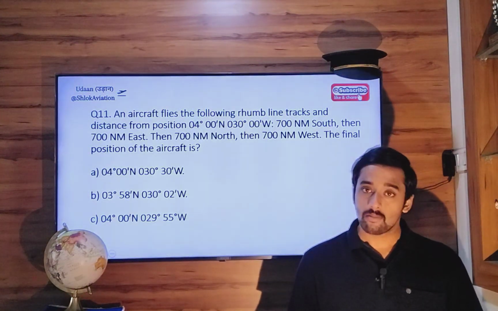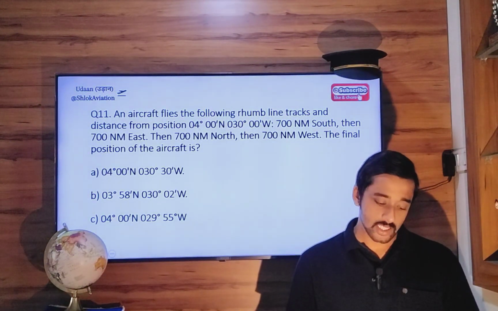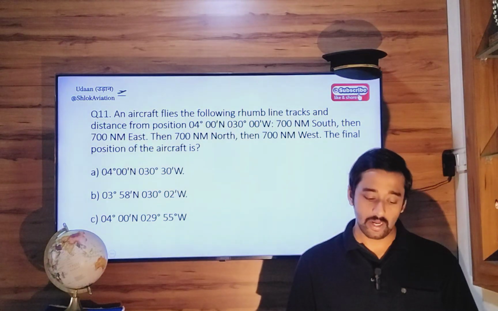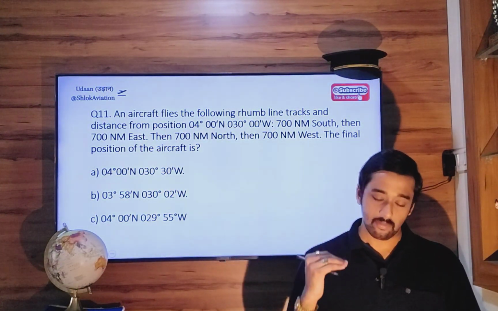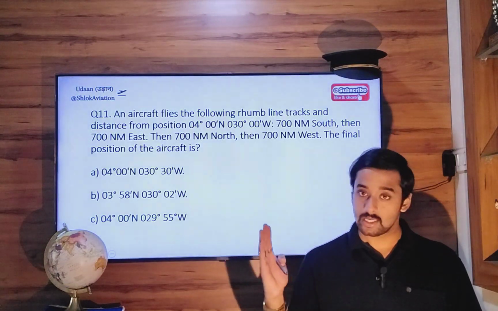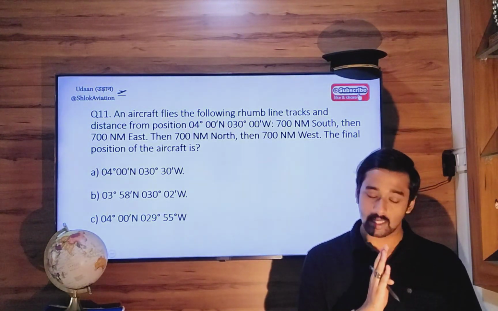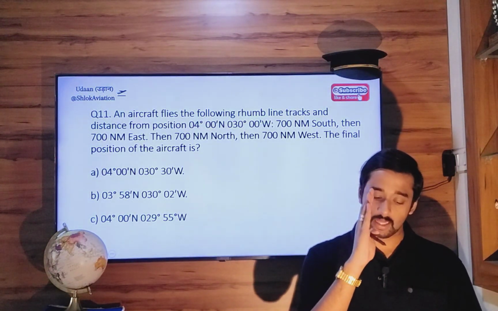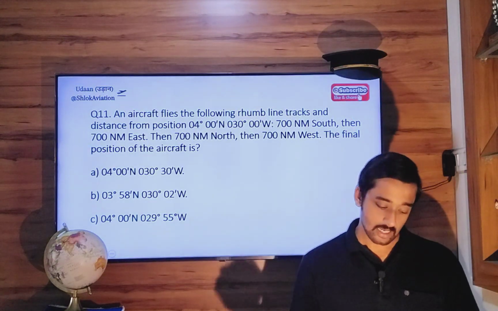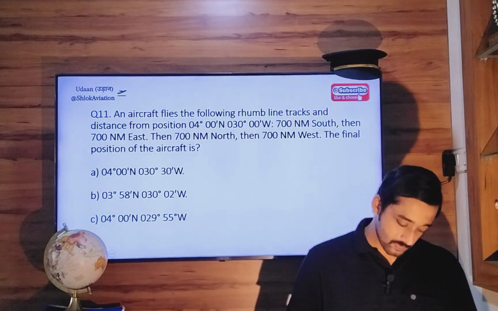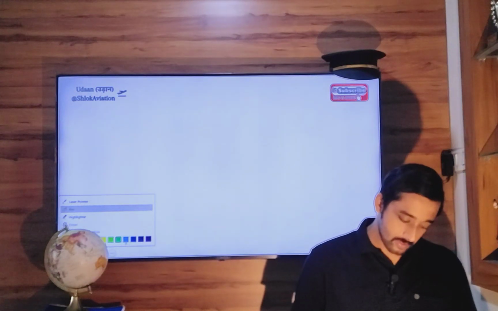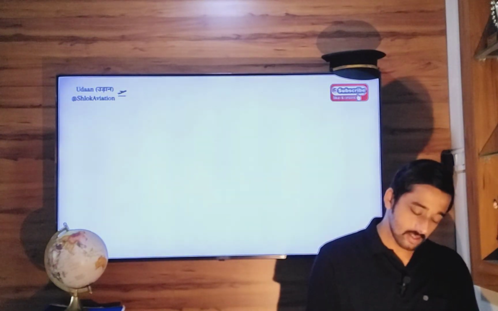Aircraft flies following Rhumb tracks and distance from starting position 4° north 30° west. From this position it flies 700 miles south, then it goes east, flies 700 miles east, then 700 miles north and then 700 miles west. What is the final position of aircraft at the end of its flight? So let's start drawing this.